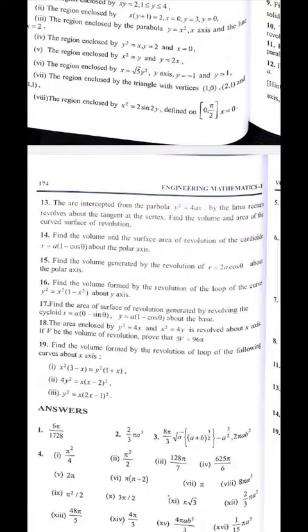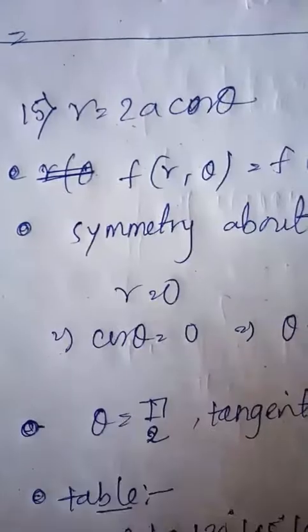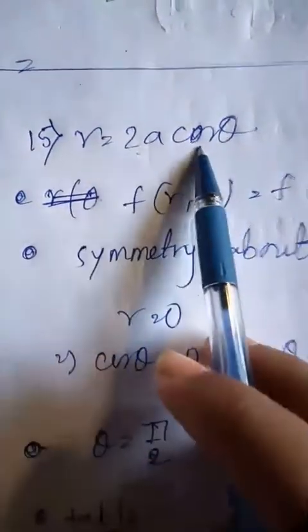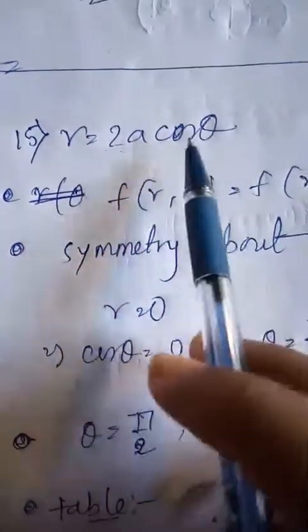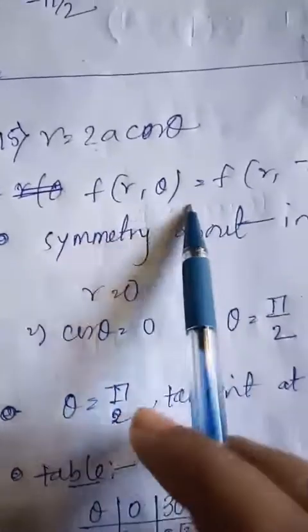Let me pause the video so you can do the problem, and then I will explain it. So what is the question? It is r equal to 2a cos theta, and we need to trace the curve first. So let's check its symmetry first.